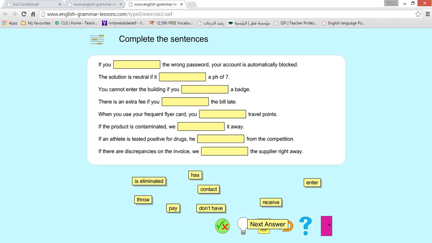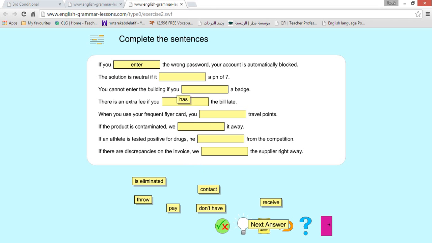The choices are: contact, pay, don't have, receive, enter. What do you think? If you, good. If you enter. That's right. The next one: the solution is neutral if it a pH of 7. What do you think? Look at your choices.